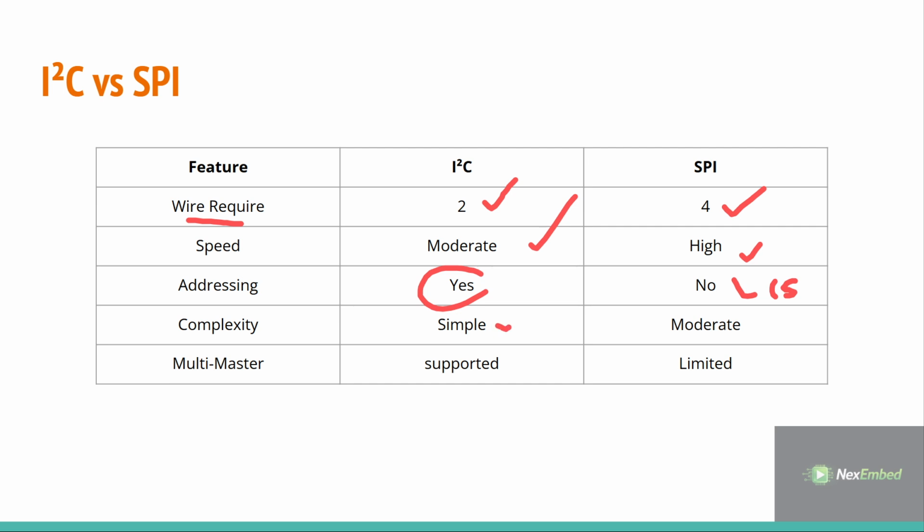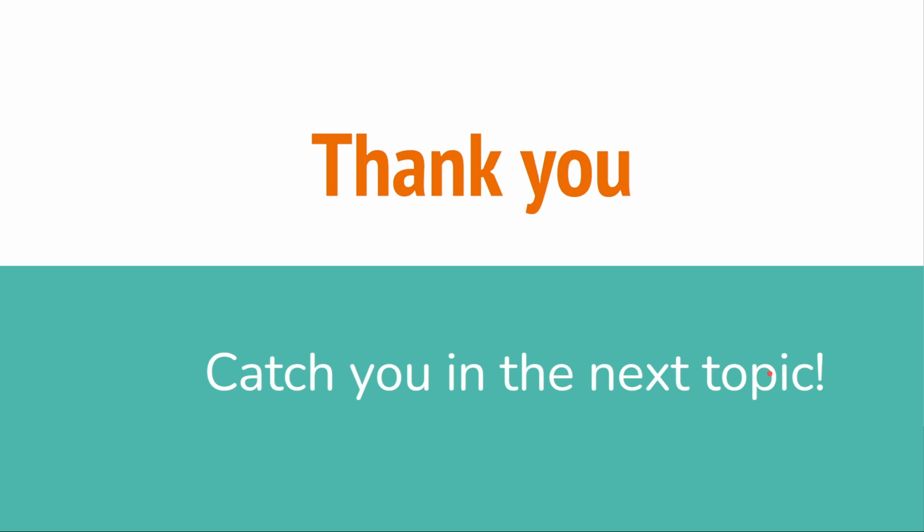Complexity: I2C is simple, whereas SPI is moderate. Why moderate? Because it has a 4-wire system, so it is a bit more complicated when compared to I2C. Multi-master is supported in I2C, whereas in SPI it is limited. This is about the comparison of I2C and SPI.